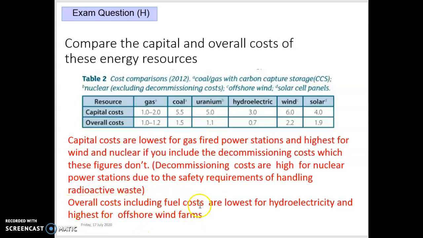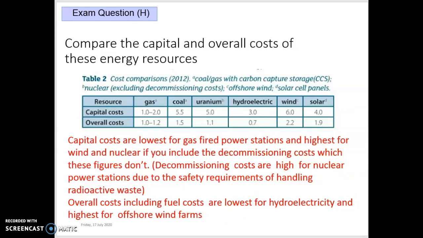But overall costs, including fuel costs, are lowest for hydroelectricity because the falling water is free. So however expensive it was to build, and this is one of the cheaper ones, the fuel cost is low. So over a course of many years, there isn't a cost for the fuel there, that's just falling water. It will cost to pump it back up at night, of course. But that's why it accounts for low. So those are the sorts of things you could think about. Probably you could talk about some of the others as well.